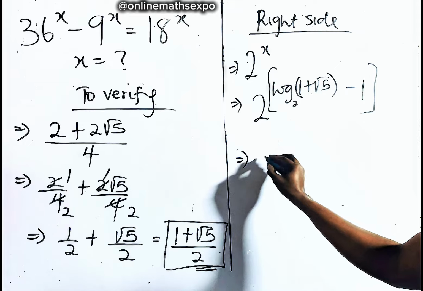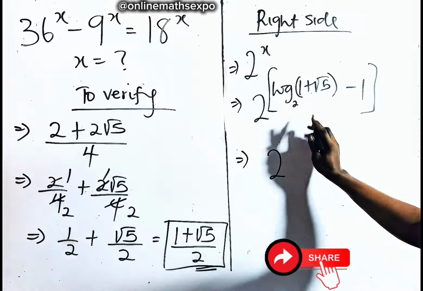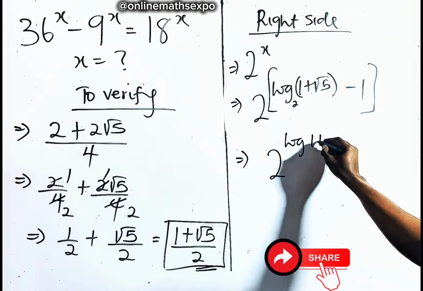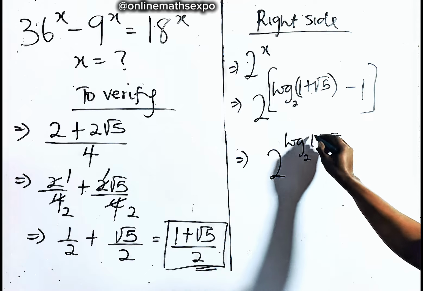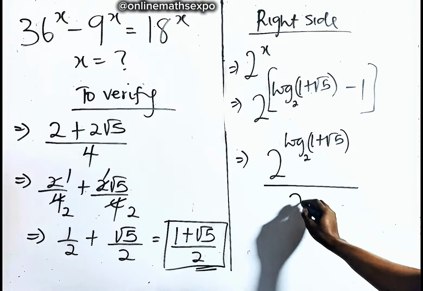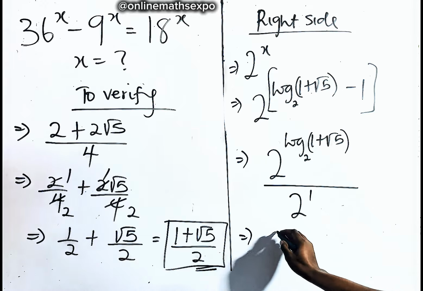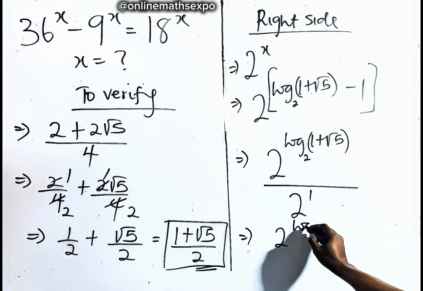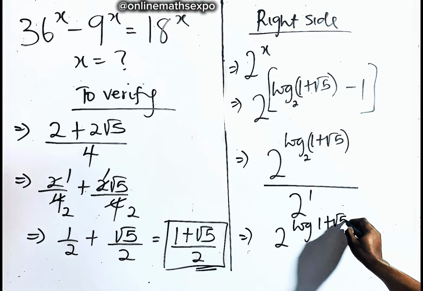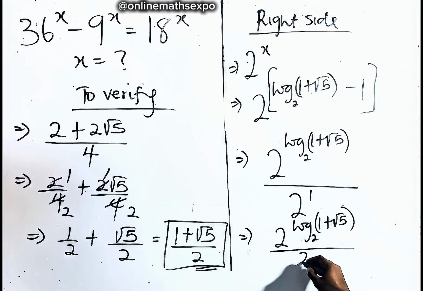So this is giving us 2 to the power. Repeat what you did before. So we have log of 1 plus root 5 base 2. This subtraction turns to division. So you have 2 raised to the power of 1. So this is giving us 2 to the power of log of 1 plus root 5 base 2, divided by 2 to the power of 1, which gives us 2.